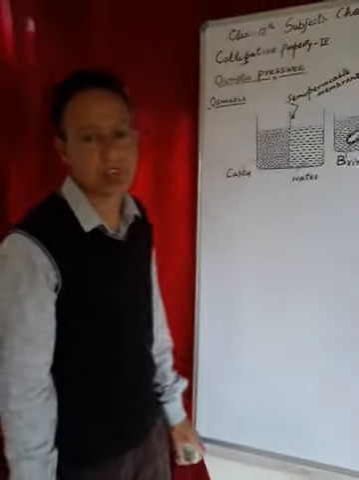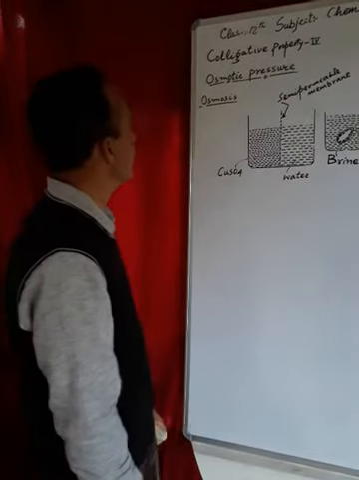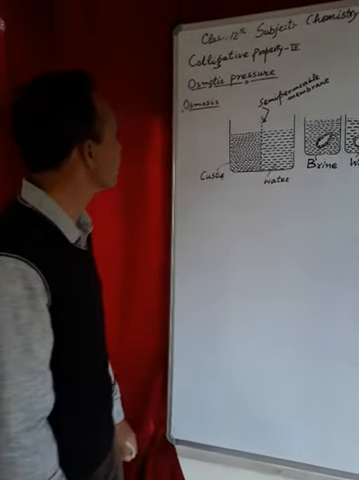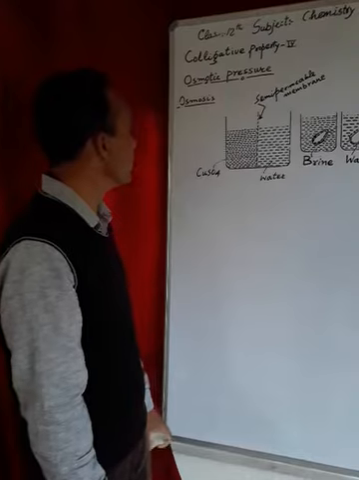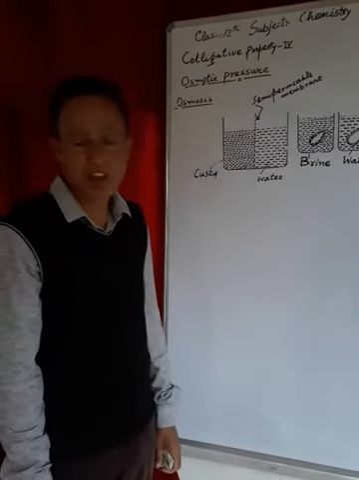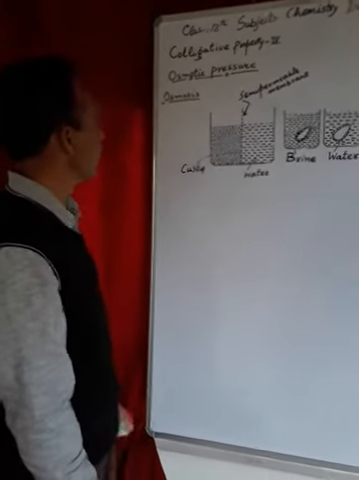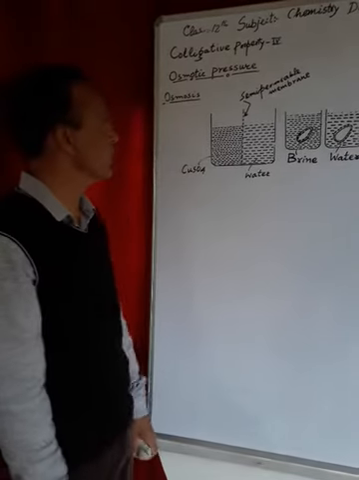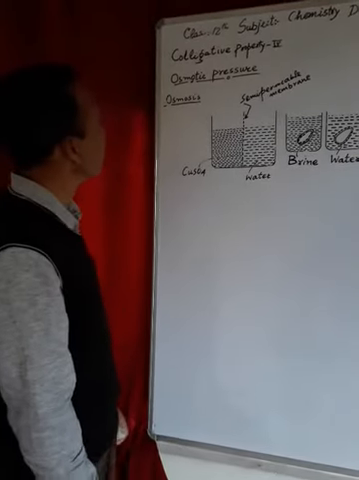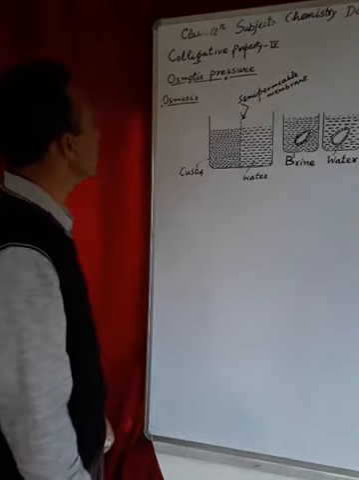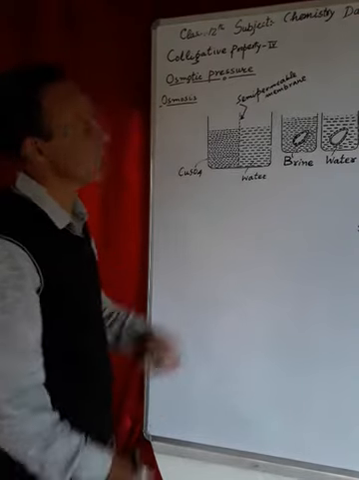Assalamu alaikum, dear students. Today our topic is osmotic pressure, a fourth colligative property. We will explain osmotic pressure and derive the expression for it. We will also determine the molar mass of the non-volatile solute by this osmotic pressure.